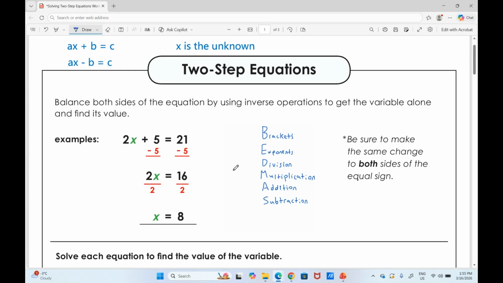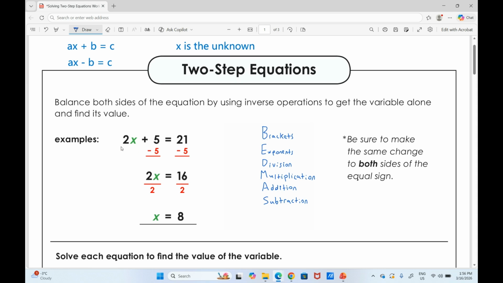Hi class, in this video we're going to be talking about solving two-step equations. The two-step equations that we're going to focus on involve x as the unknown, and they're going to be in this form where we have a number times x plus another number equals another number, and a number times x subtract another number equals another number, where we're going to try to undo the operations in order to isolate x by itself so that we can solve for x.